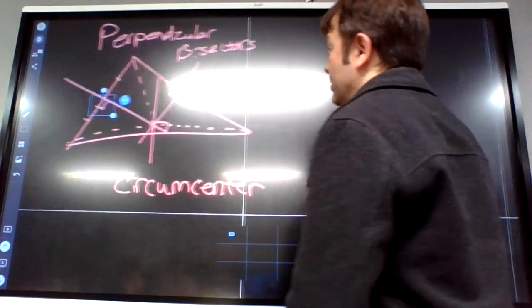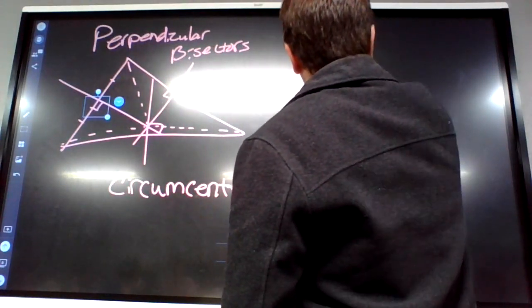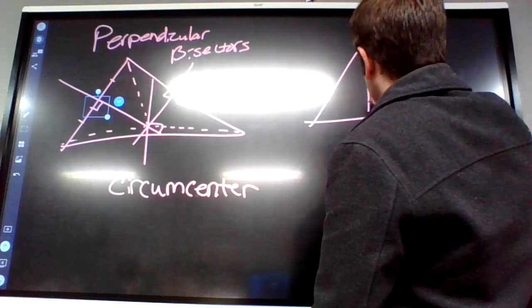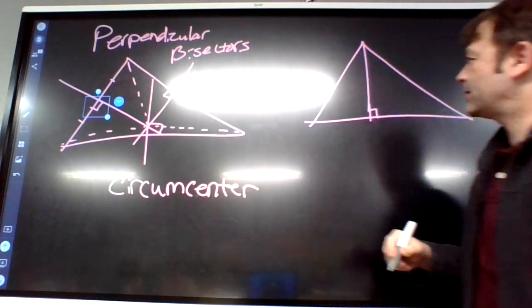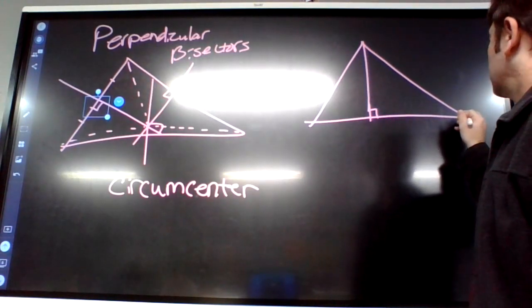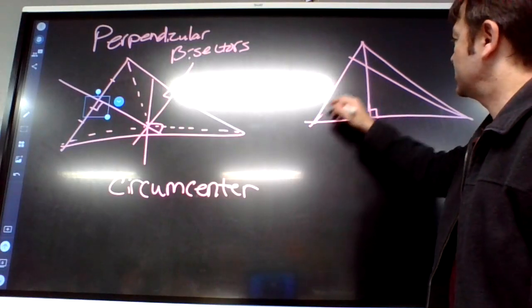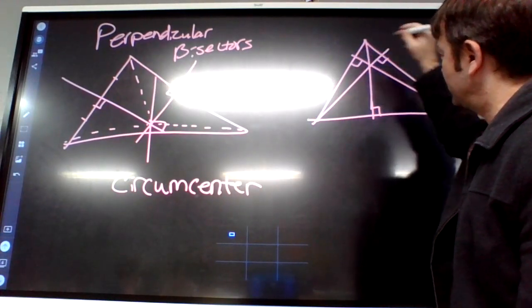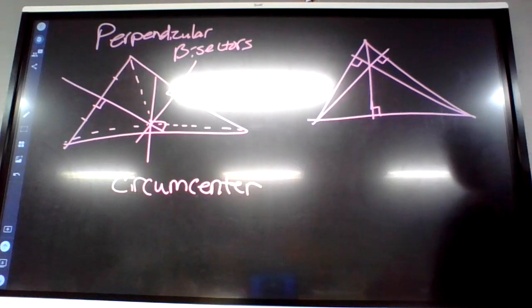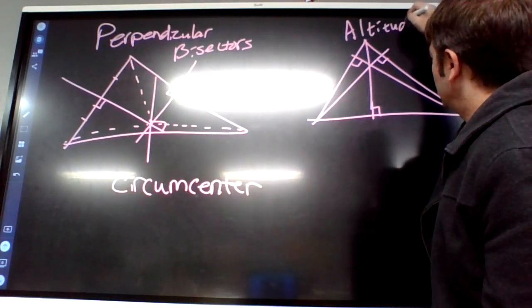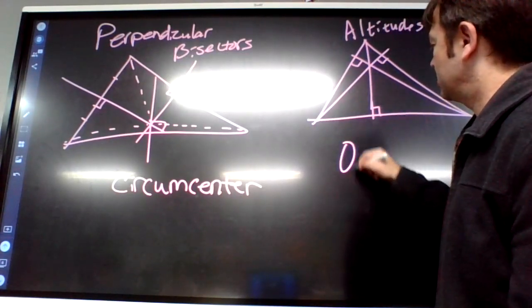There's one down. Then right after, you guys remember which one we did after that? What's that? Altitude. I think I drew it a little bit too much of a right triangle, but that's okay. Okay, where do the altitudes meet at? Orthocenter.